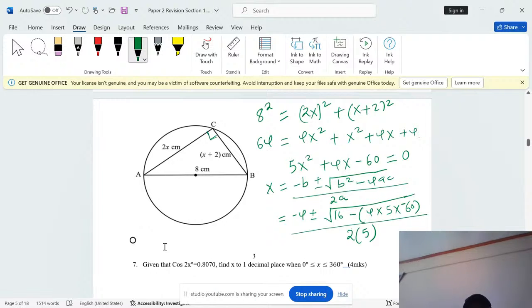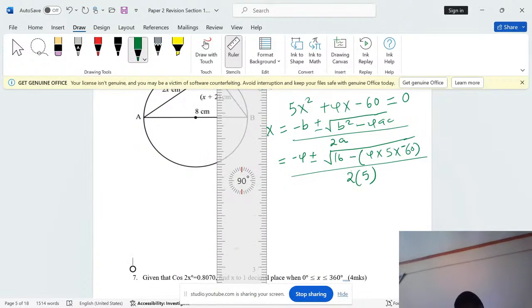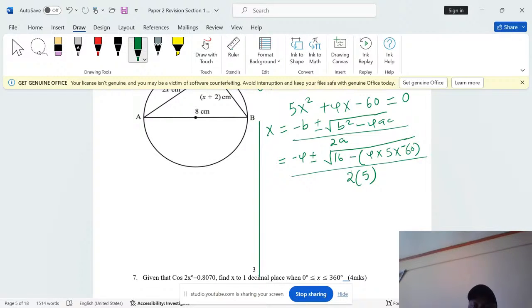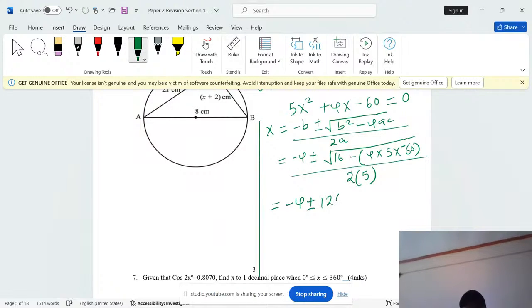Let me create some more space here. So now we'll be talking about negative 4 plus or minus 16. This will be a plus because 4 by 5 will be 20. Then by negative 60 will be negative 1200. Then when we multiply by the negative out here, it will be positive. So it will be 1216. The square root of 1216 divided by 2 multiplied by 5, which is 10.